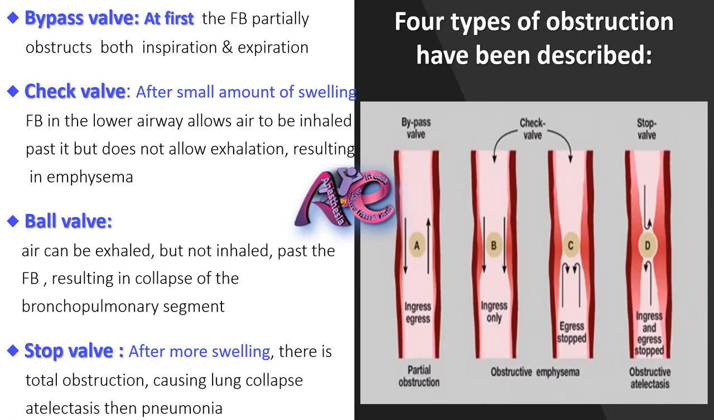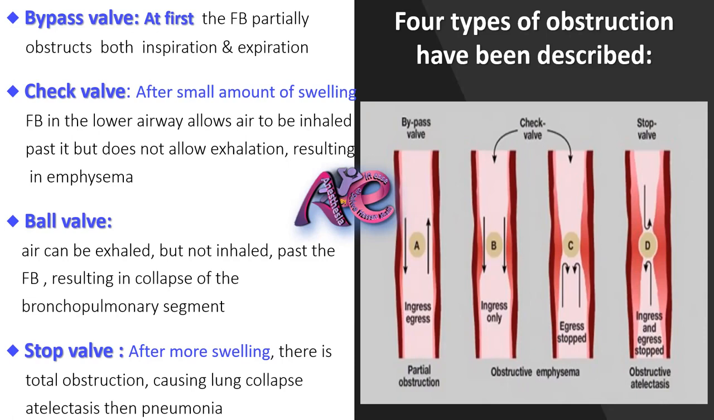When we do a chest X-ray to confirm this check valve, we have to do X-rays during inhalation and during exhalation. During inhalation, we will see both lungs inflated, but during exhalation, the side with the foreign body doesn't deflate. We will find it hyperinflated, and maybe there will be mediastinal shift to the other side. This is confirmation for foreign body, and this is a check valve mechanism.